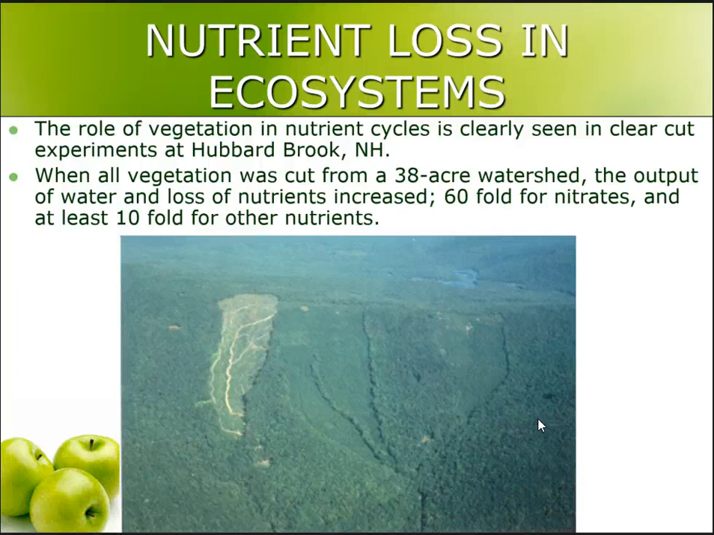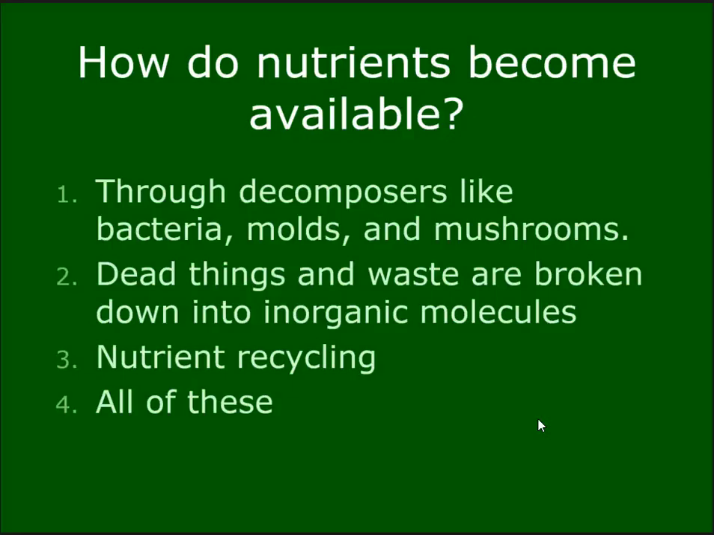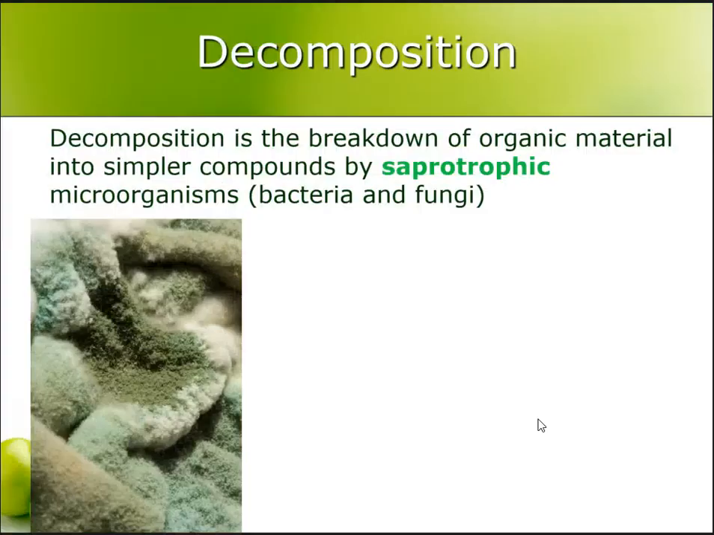But when you start talking about nutrients in living things, in some ways you can think of that as being a little bit locked up. I mean, if you don't eat something, it just dies. So how do the nutrients become available, right? Do they come available through decomposers like bacteria, mold, and mushrooms, dead things and waste that are broken down into organic materials, or nutrient recycling, or all of these? Nutrients become available in all of these ways. The thing we want to focus on now, though, as we've talked about, is that things dissolve and get into water, so nutrients can dissolve from rocks and get into water and all this good stuff.